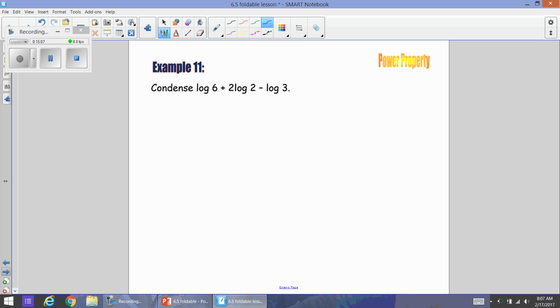All right. Now let's do some. We've got condensing. Condensing means you start with a bunch of stuff and you end up with 1 log. Now I say to myself, I see positive, I see negative. Negative means I'm going to have a division line. The other thing I see right here is that there's a 2 in front of this log, which means it is coming up here. So this 6 is positive. See that? So it's on the top.